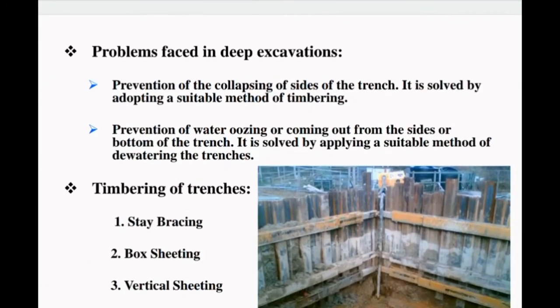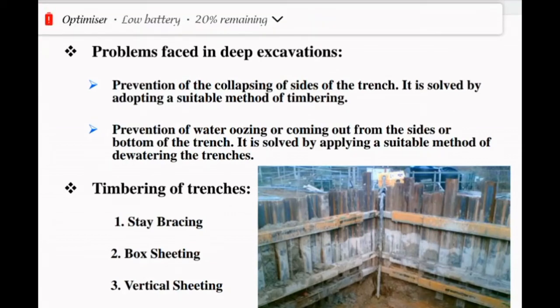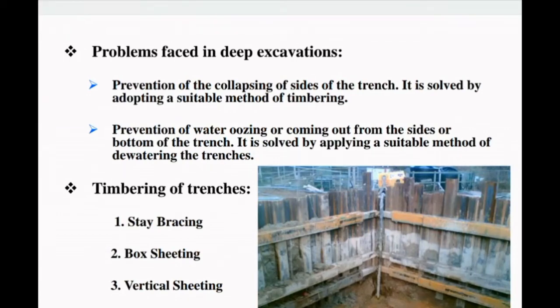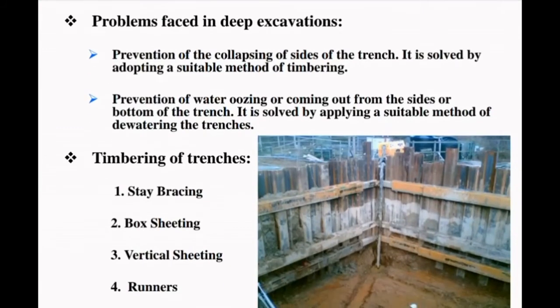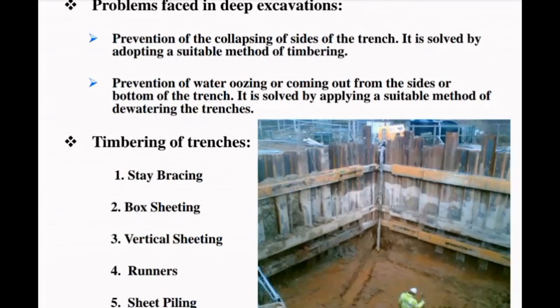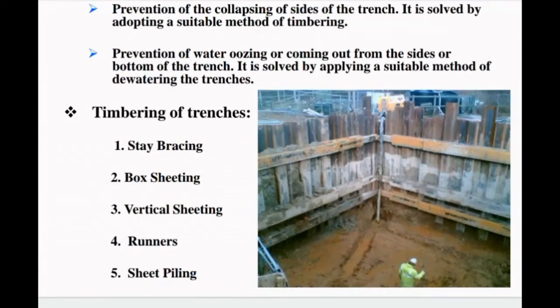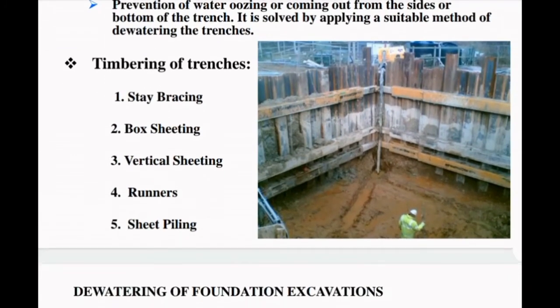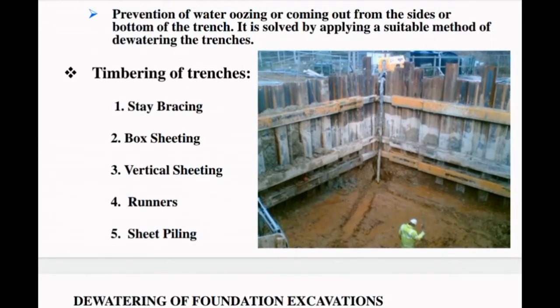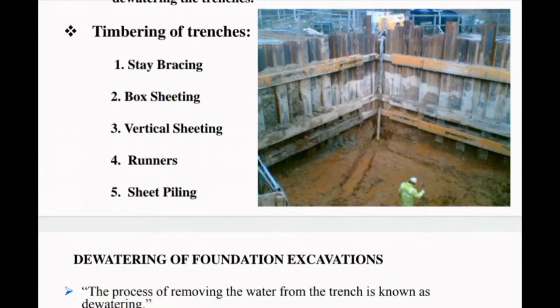Now we are going to see the problems that are faced in deep excavations. The prevention of the collapsing of the sides of the trench is a problem. It is the main problem that is faced, and it can be solved by adopting a suitable method of timbering. The prevention of water oozing or coming out from the sides or bottom of the trench is another, and it can be solved by applying a suitable method of dewatering the trenches. Now we are going to see about the timbering of trenches. The timbering of trenches can be done by stay bracing, box sheeting, vertical sheeting, runners, and sheet piling.